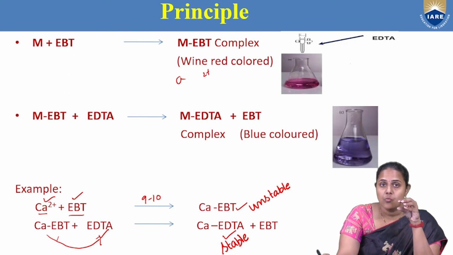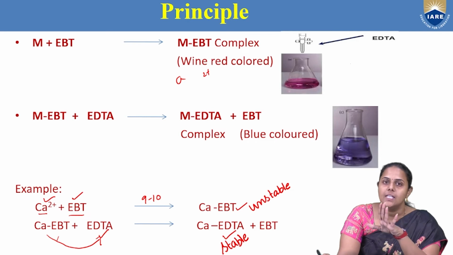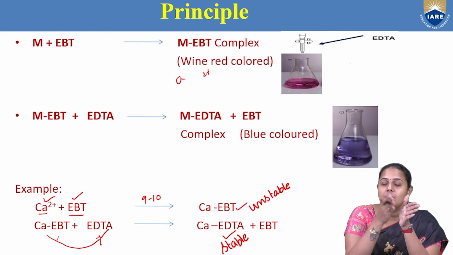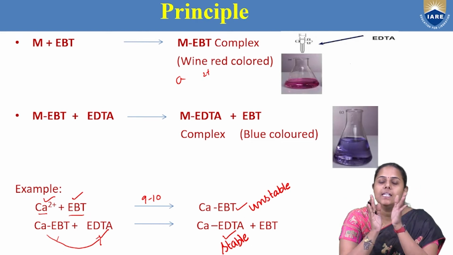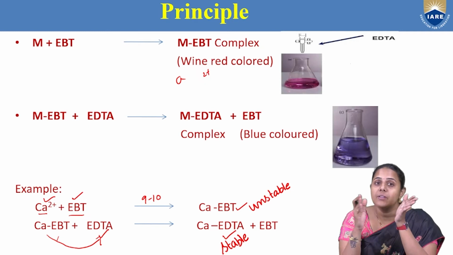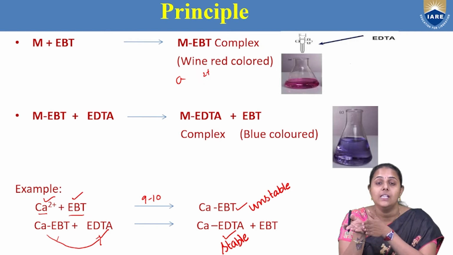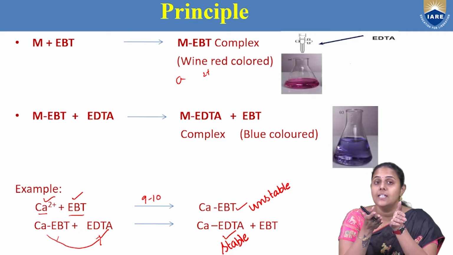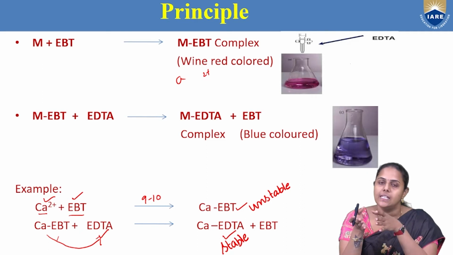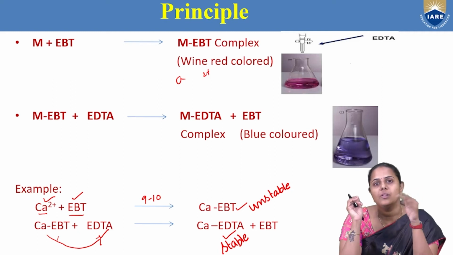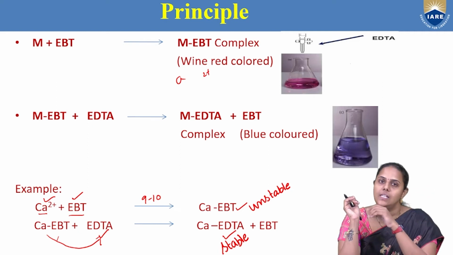Hard water means calcium and magnesium, and as we already know, calcium and magnesium will combine with EBT to form a complex, a metal EBT complex or calcium EBT complex. When we start adding EDTA to this, what will happen? The metal EBT complex will dissociate, and again the metal will combine with EDTA to form metal EDTA complexes. Why is the metal leaving behind EBT? Why is it combining with EDTA? Because the metal forms more stable complexes with EDTA than with EBT. That's why it leaves behind EBT and combines with EDTA.